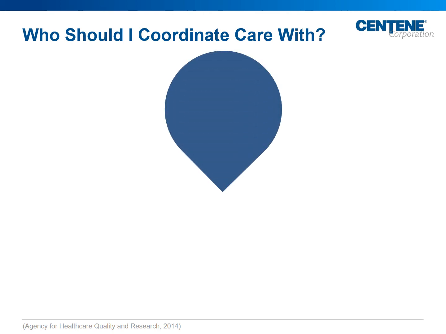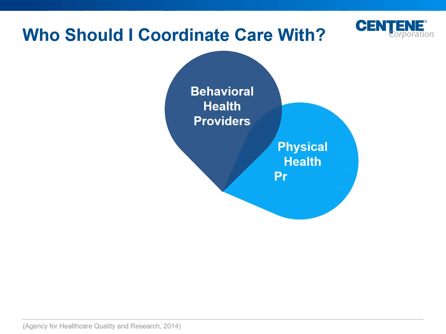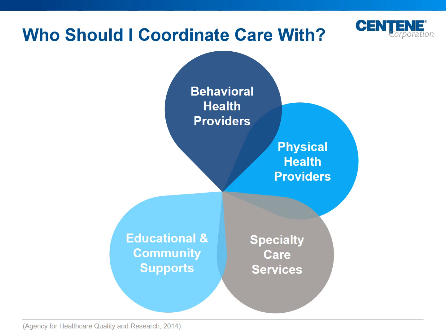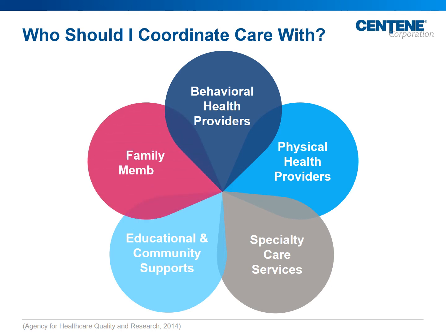Examples may include behavioral health providers, such as social workers, counselors, or psychiatrists; physical health providers, such as a primary care physician or a pharmacist; specialty care services, such as physical therapists, occupational therapists, substance use counselors, or speech therapy; educational and community supports, such as teachers, school psychologists, or mentors; or family members, such as a parent, guardian, spouse, or sibling. All of these people can be considered integral members of the treatment team, with each having a unique role in treatment planning and discharge processes.